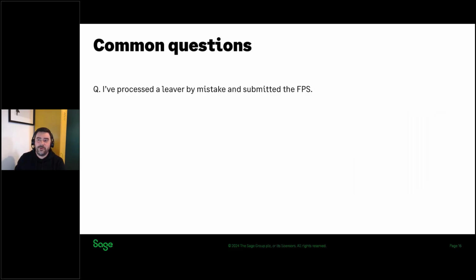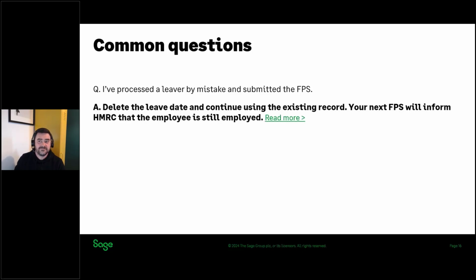Two more for you before we wrap up. I've processed a leaver by mistake and submitted the FPS, so they didn't actually leave. All you need to do in this scenario is to delete the leave date and continue using the existing employee record. And the fact that you'll just be sending a further FPS for that employee will then inform HMRC that they are still employed by you. So maybe you've selected someone by accident when you ran the leaver wizard. Just delete the leaving date from their employee record.